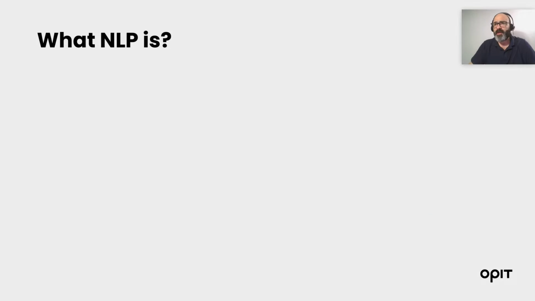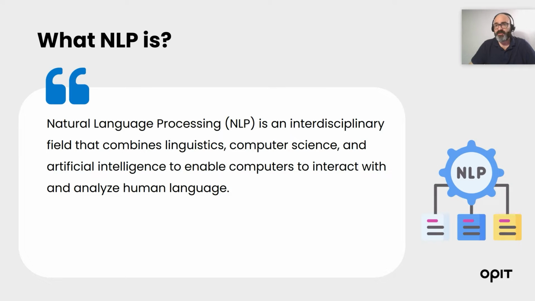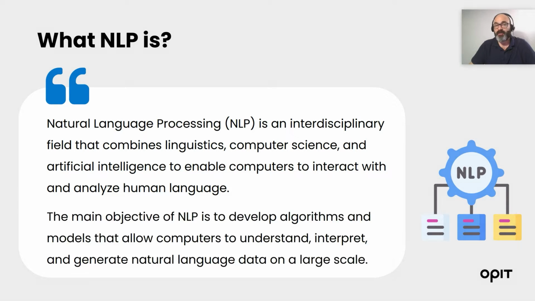So, what is NLP? Natural language processing, NLP, is an interdisciplinary field that combines linguistics, computer science, and artificial intelligence to enable computers to interact with and analyze human language. The main objective of NLP is to develop algorithms and models that allow computers to understand, interpret, and generate natural language data on a large scale.